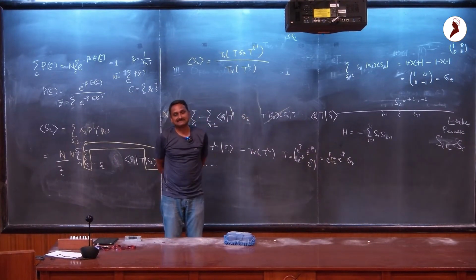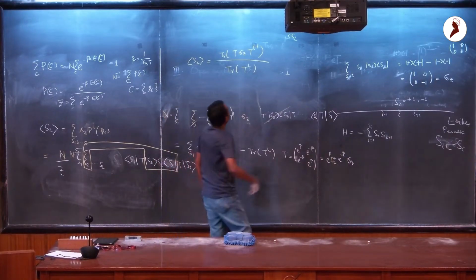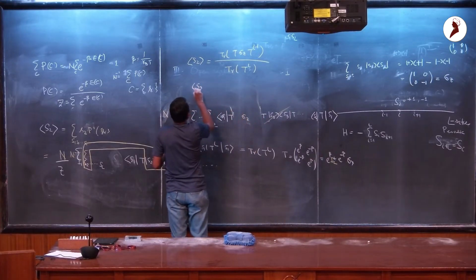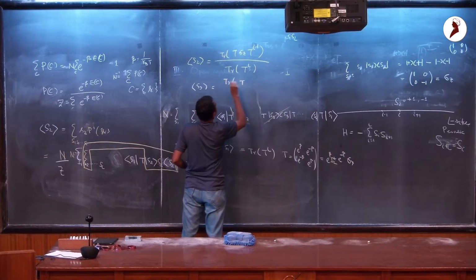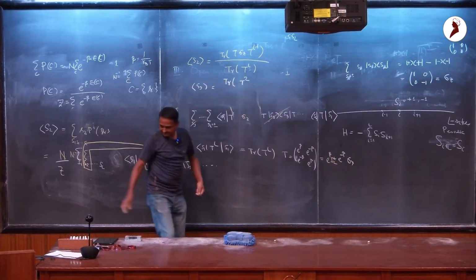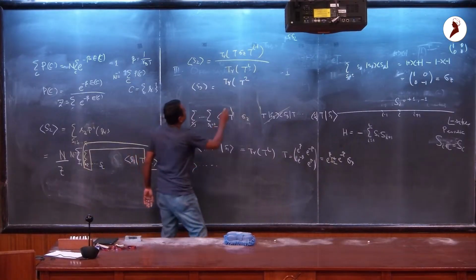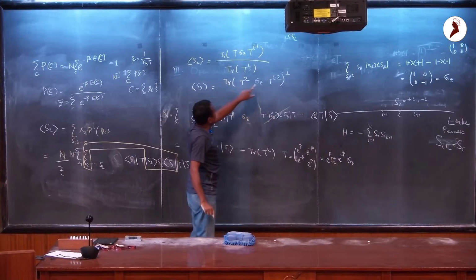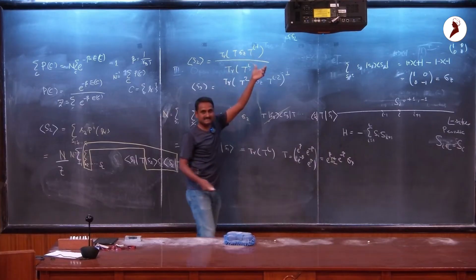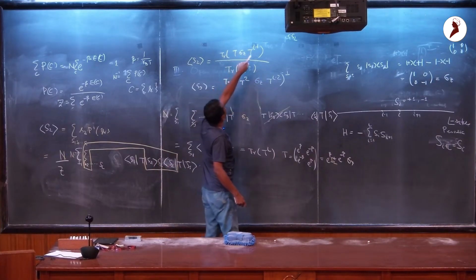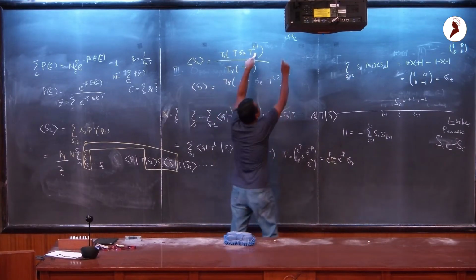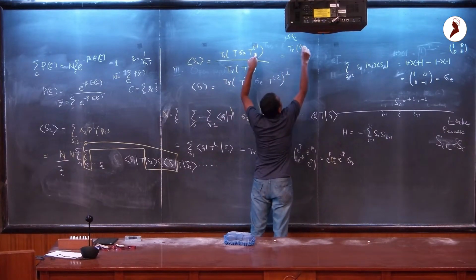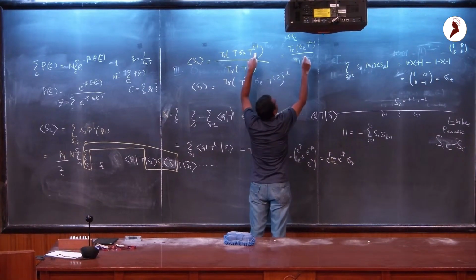What will be S3? T squared. So the S3 expectation value equals the trace of T squared sigma z T to the power L minus 2. But this one is the same as this one, no? Because the trace has a cyclic property. So what you can do is take the T here. So this is just the trace of sigma z T to the power L divided by the trace of T to the power L.